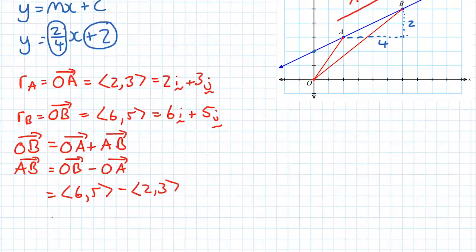And we know that the position vector of OA is 2, 3. And when you're subtracting vectors, you just subtract their components. So 6 take away 2 is 4. 5 take away 3 is 2.